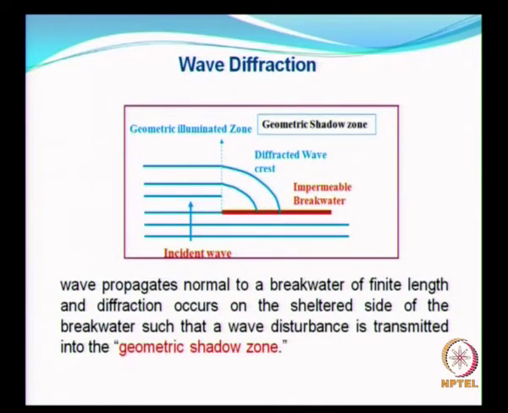So when you have a structure like this, the same way you have the bending of waves as you see here, and this is the geometric shadow area. What we have seen here, I am just again explaining to you by considering only one direction reaching only one tip of the breakwater, trying to explain how the waves bend.